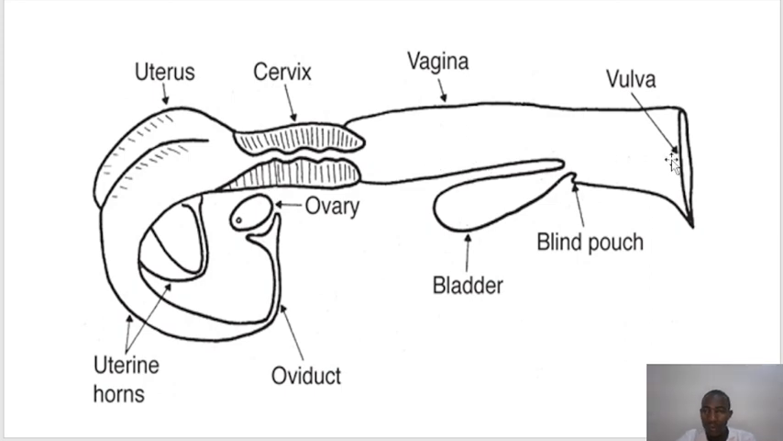From outside, this is what we shall see: the vulva, made up of the lips, labia minora, labia majora, the vestibuli, and the clitoris. The vulva is always thick and dry if the animal is not on heat.